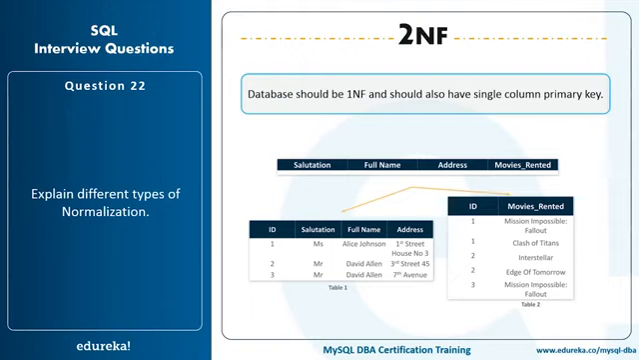So Miss Alice Johnson, staying in First Street, house number 3, has rented Mission Impossible. Similarly, she has rented Clash of Titans. Mr. David Allen, staying in 3rd Street, 45, has rented Interstellar and Edge of Tomorrow. And Mr. David Allen, staying in 7th Avenue, has rented Mission Impossible Fallout. So that's how I've divided the table into 2NF.